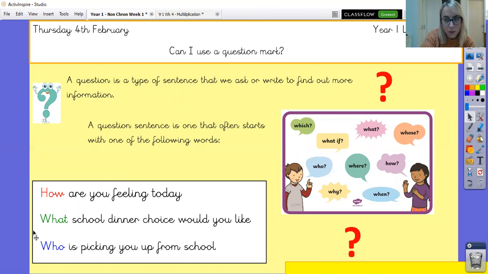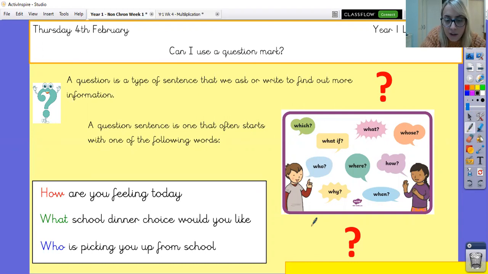And we use questions all the time throughout the day, lots and lots of questions. Do you notice something that is missing in my question sentences? Have a little look at my sentences. What is missing? You're right, year ones, it is my question mark, okay? Remember, we need to end our sentence with a question mark.